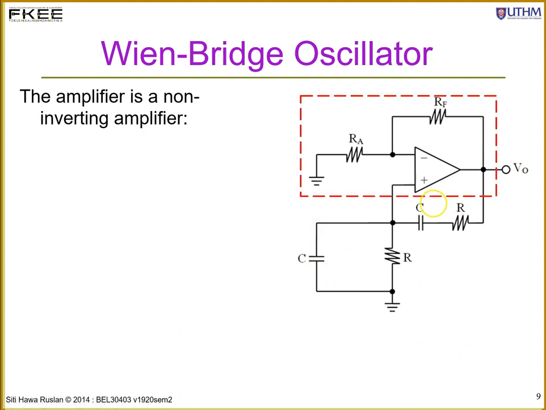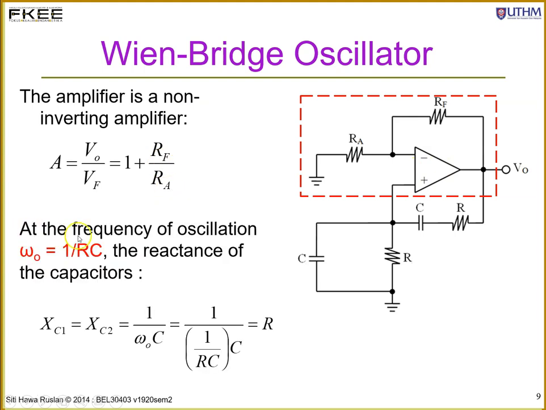Okay, and for the amplifier over here, it is a non-inverting amplifier. Remember, this is the input VF coming to the positive terminal of this op-amp. So it is a non-inverting amplifier with a gain of 1 plus RF over RA. At the frequency of oscillation, just now we have defined omega naught as 1 over RC.